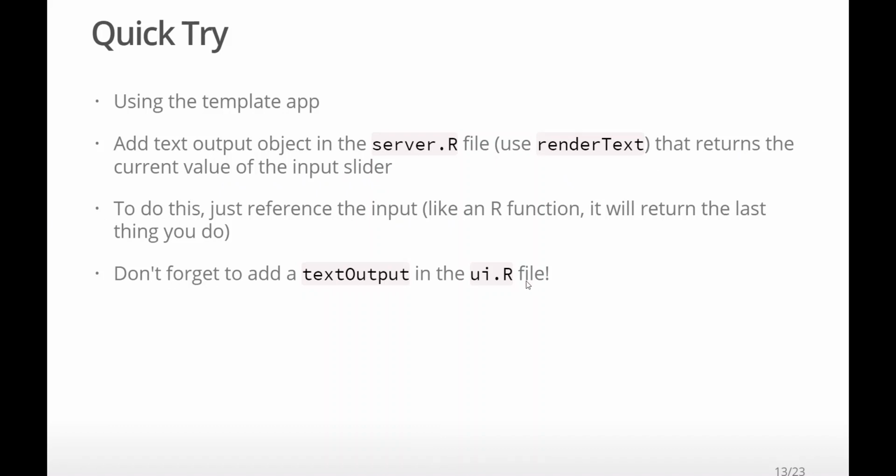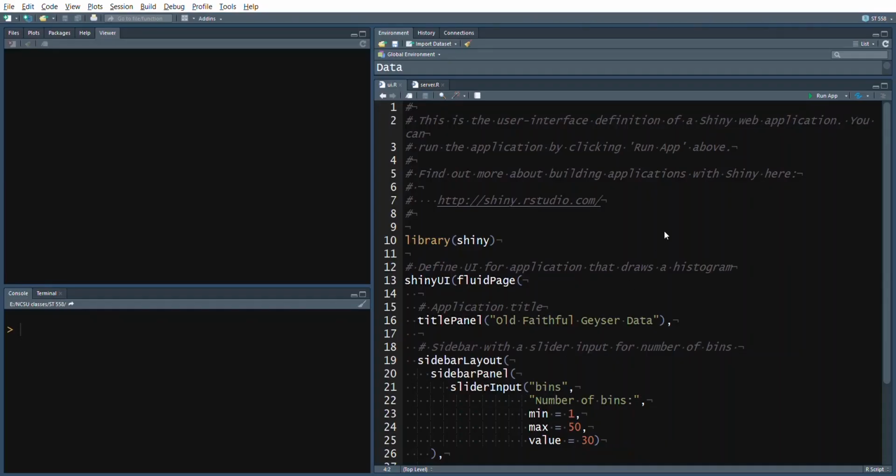And then in our UI file, we want to add some output so that we can see the thing that we've created. So add a text output object and see if you can get that to work. So go ahead and take a minute and do that. All right, let's make sure that everybody was able to do that.